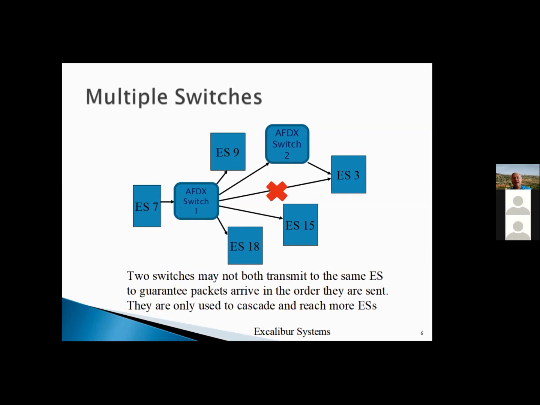Now, that's not to say that you're not allowed to have these wire connections. That you are allowed to have. But if you do have them that way, then you have to inform switch 1 that it's not allowed to send anything to end system 3. Anything that it has that's supposed to go to end system 3, it should send to switch 2. And then switch 2 will send it to end system 3. But you can't have multiple choices.